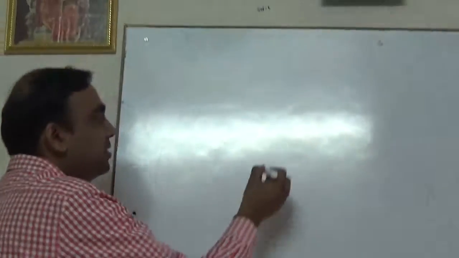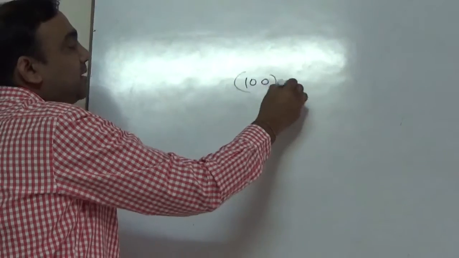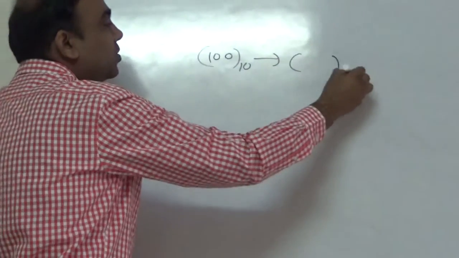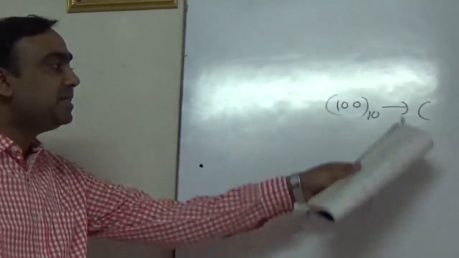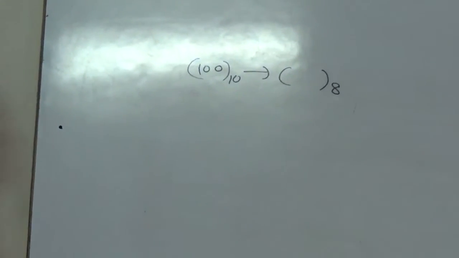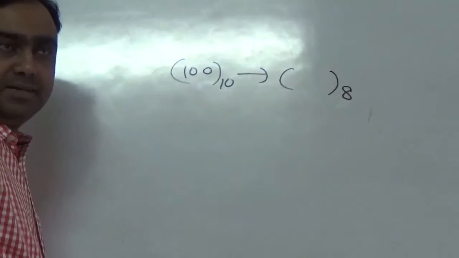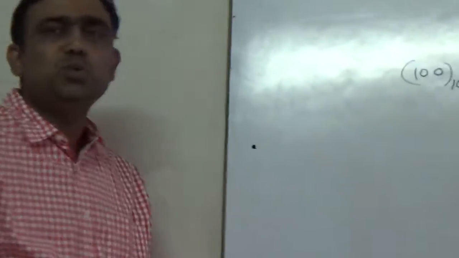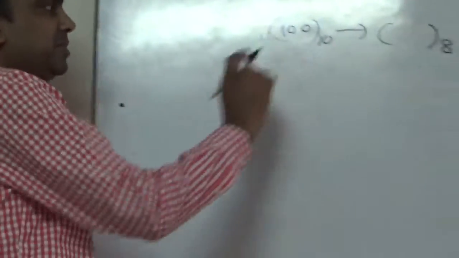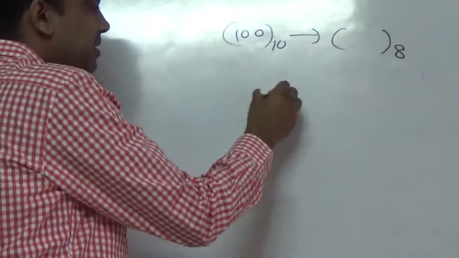Suppose I have a decimal number again and I want to convert it to octal. Now this time, what is the base? 8 is the base. So this time we have to divide it by 8. In case of binary, the base was 2, so we were dividing by 2. Now here we are dividing by 8. So like this.